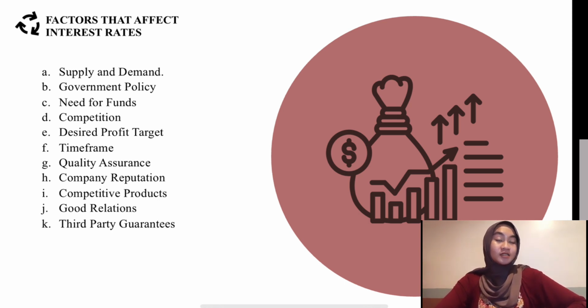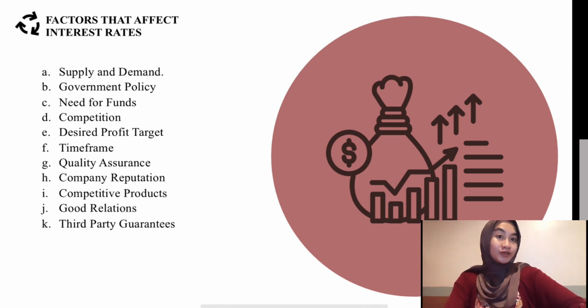Desired profit target. If the desired profit is large, then the loan interest will also be large and vice versa. Time frame. The longer the loan term, the higher the interest. Quality of collateral. The more liquid the collateral provided, the lower the loan interest charge. Company reputation. The reputation of a bona fide company that will obtain credit determines the interest rate that will be charged later. Competitive products. For competitive products, the loan interest given is relatively low when compared to products that are less competitive.